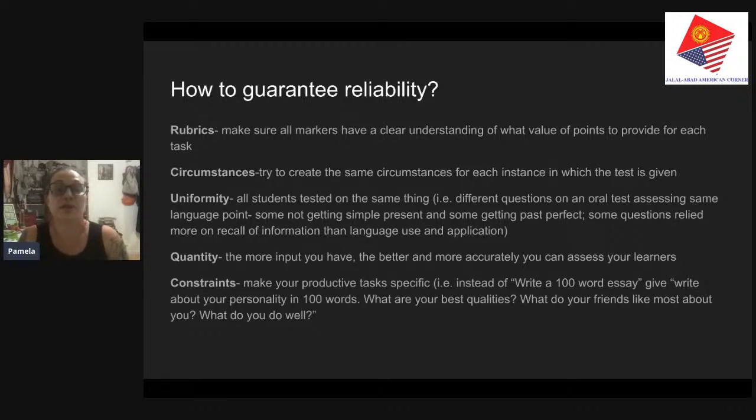Quantity. So the more input you have, the better and more accurately you can assess your learners. I know this is a difficult one. We want to have our tests be easy to grade and easy to give. But the best situation is that you have a reading test, a listening test, a writing test, and a speaking test. Speaking test can be the longest one.